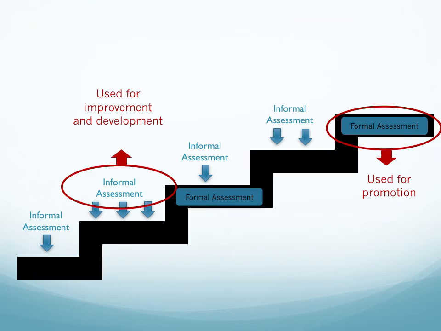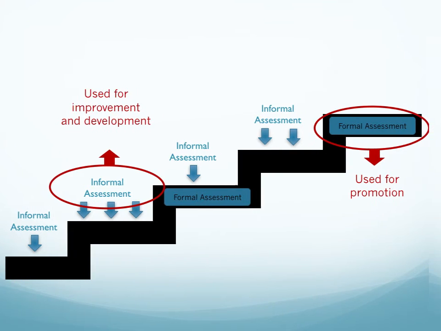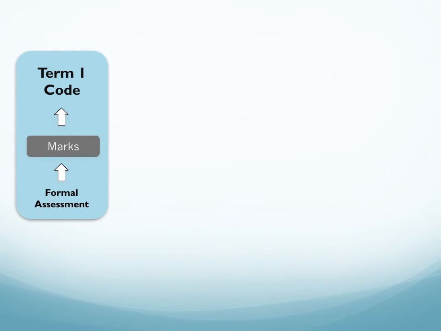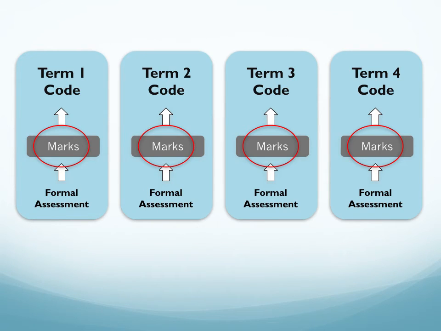Now let's have a look at how we calculate these codes for each term as well as for the end of the year. Each subject does it slightly differently and each grade does it differently. However, there's a standard format that we use for all the grades. The most important thing to remember is that what is used to calculate the term code is only the formal assessment and not the informal assessment. And the policy clearly states this. To get your formal assessment code for term 1, you use the marks from the formal assessment. The same works for term 2, term 3, and term 4.